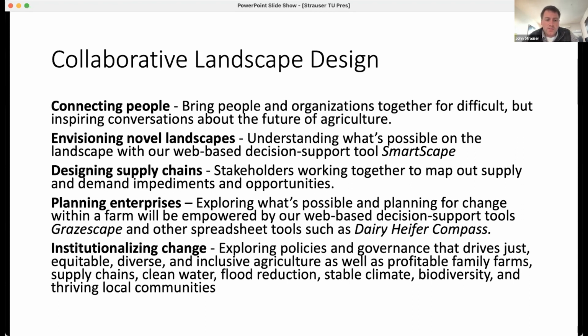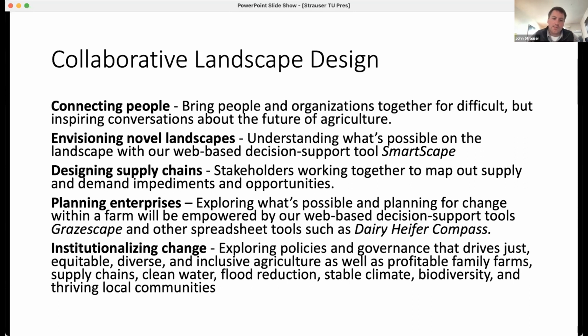And then the final step is around institutionalizing change. So this is about, if we do shift our agricultural system, what supports can we put in place? Policies, governance structures, and things like that help lock in a system and adapt to a system that supports our communities, provides clean water, helps address flooding, which I know is an issue in the Driftless, confront and deal with climate change, biodiversity.